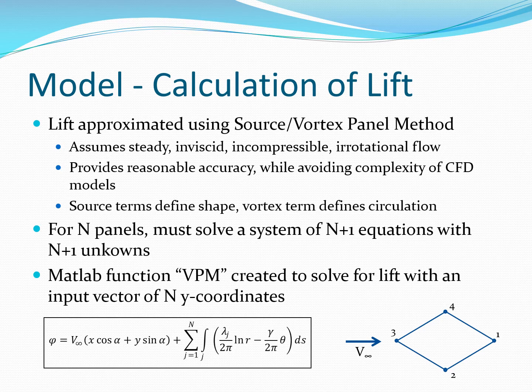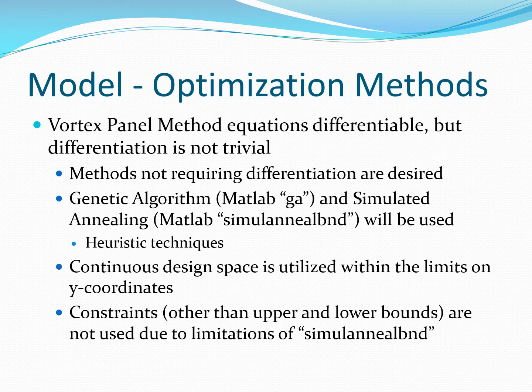I created a MATLAB function, VPM, which solves the source vortex problem for an airfoil constructed of 50 panels. Due to differentiation of the panel method equations being non-trivial, MATLAB's genetic algorithm and simulated annealing functions were used for optimization. A continuous design space and boundary constraints were included. Other constraints were not used due to limitations of the simulated annealing function.